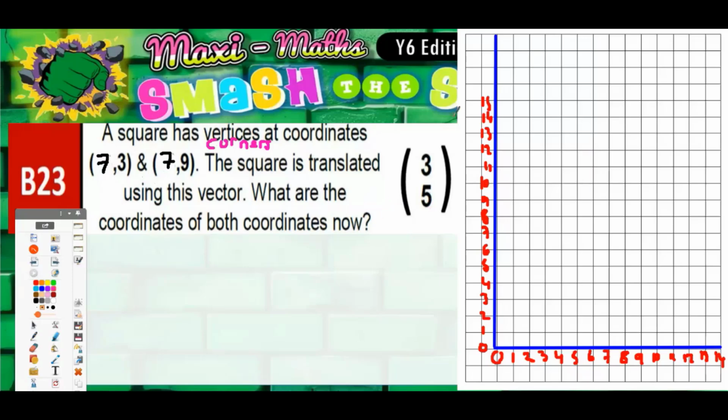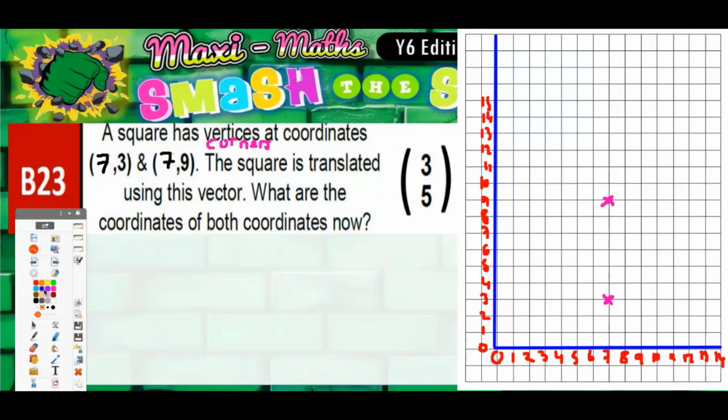So if we're to plot it out, we'd have to draw a pair of axes. So (7, 3) would be 7 along the corridor, 3 up the stairs, which would be there. And (7, 9) would be 7 along the corridor and 9 up the stairs, which would be there. And that would be 2 of our coordinates of the square.